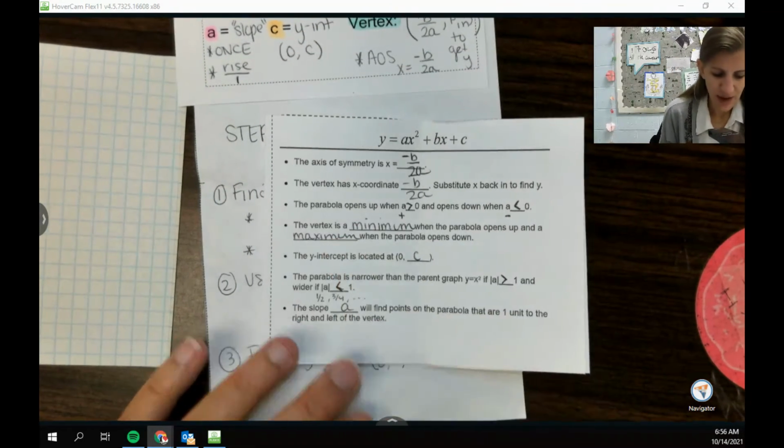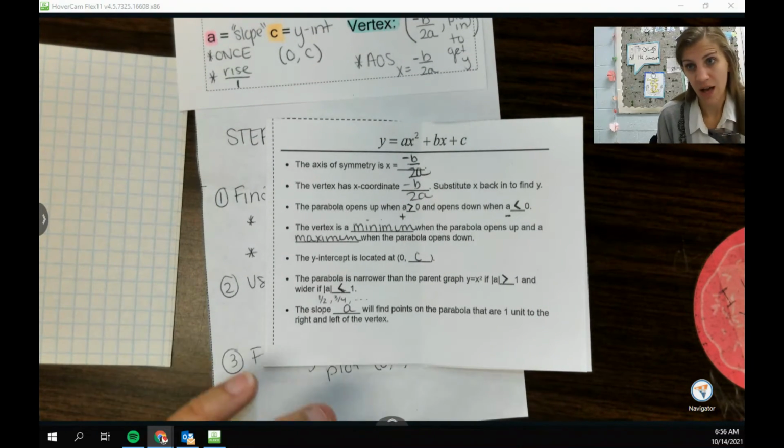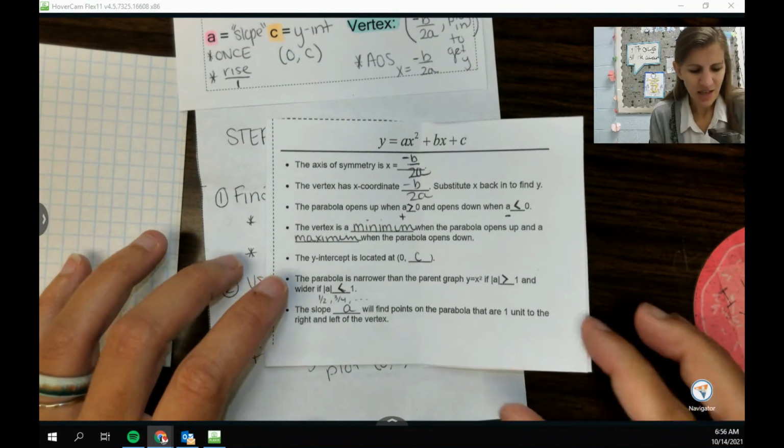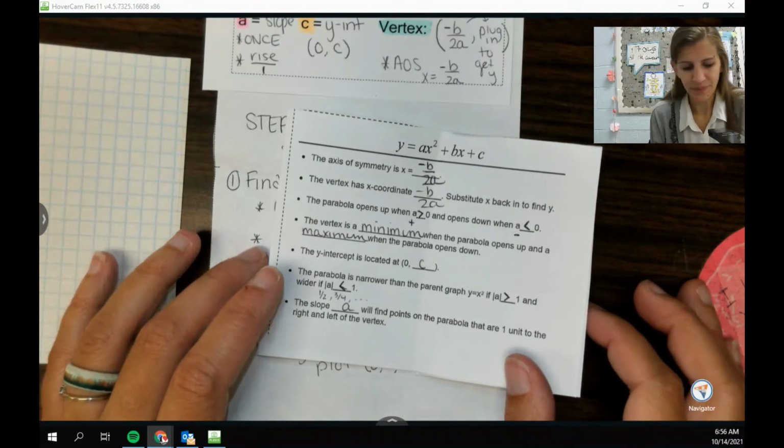The slope a will find points on the parabola that are 1 unit away on either side of the vertex. So that's all that stuff that we kind of already knew.